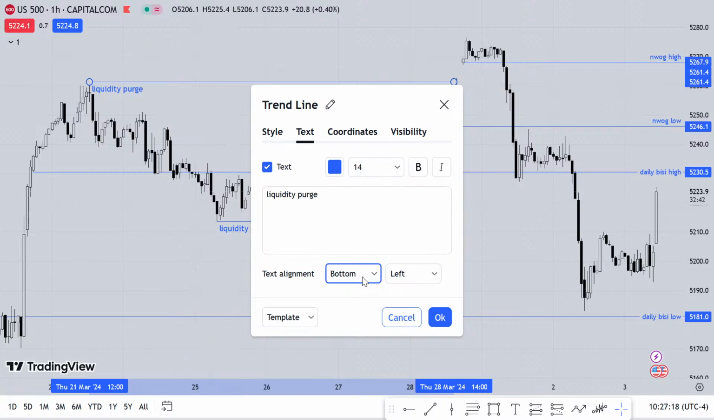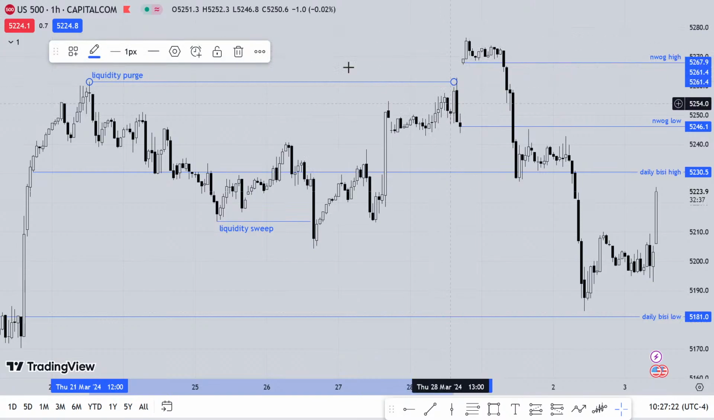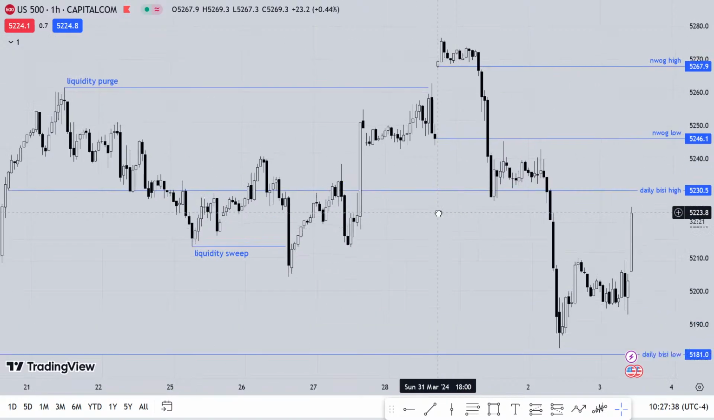If price doesn't take out this high, so this is a liquidity purge here. There's a liquidity purge, there's a liquidity sweep, because when price took it out, when price traded down below it, price was still interested in this.